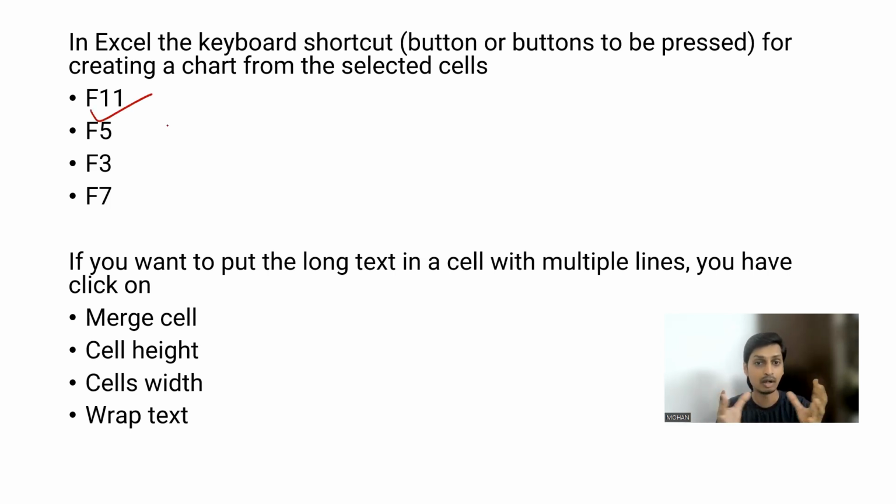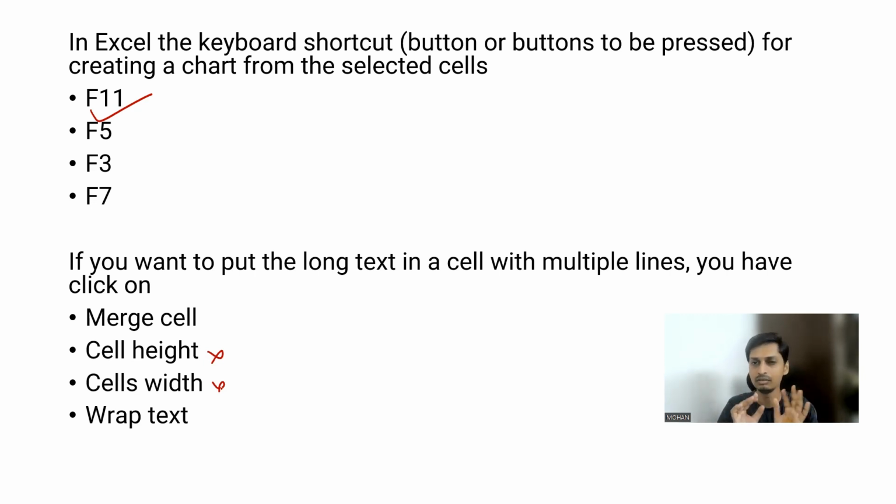Now, if you want to put the long text in a cell with multiple lines, you have to click on dash. You have to put the long text in a cell with multiple lines. See, you know what is a cell height? What is a cell width? It is dimensions. Cell height and cell width, that is dimensions.